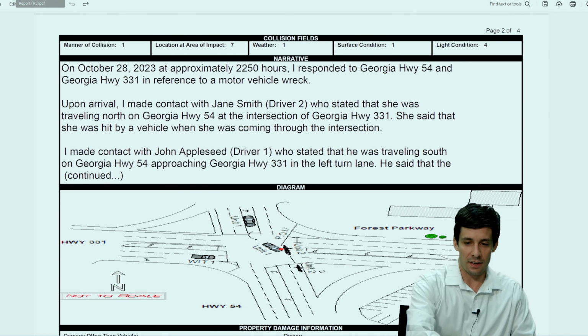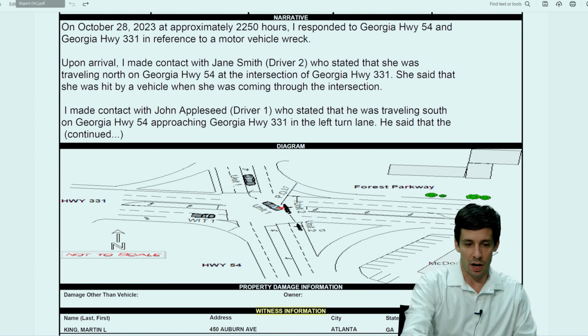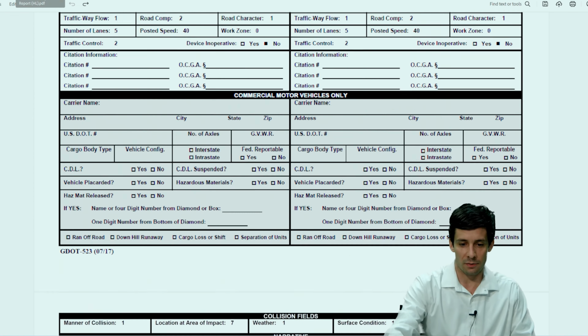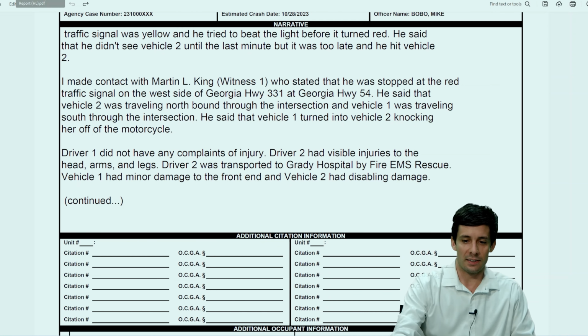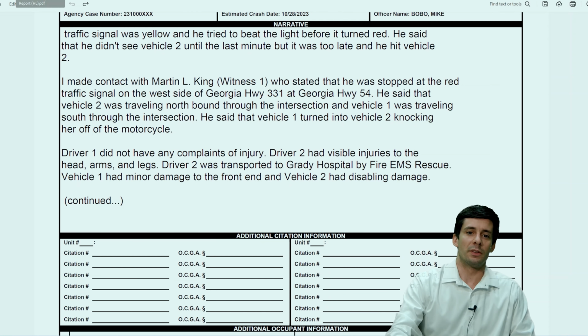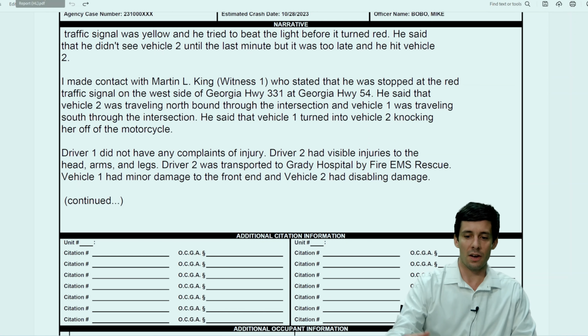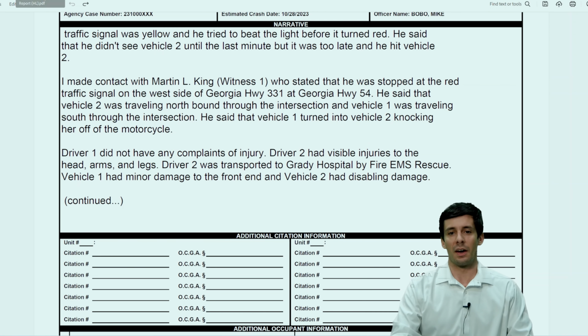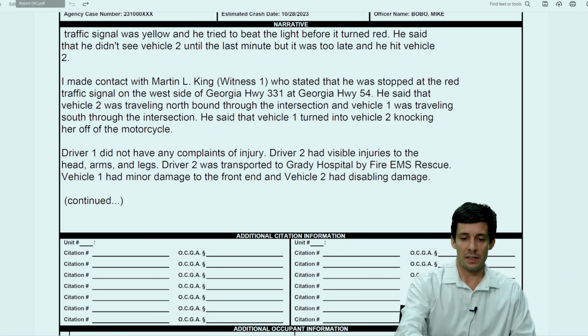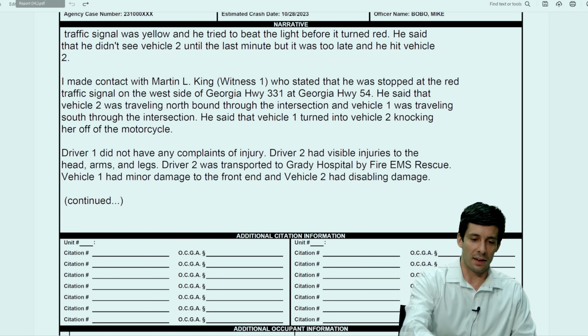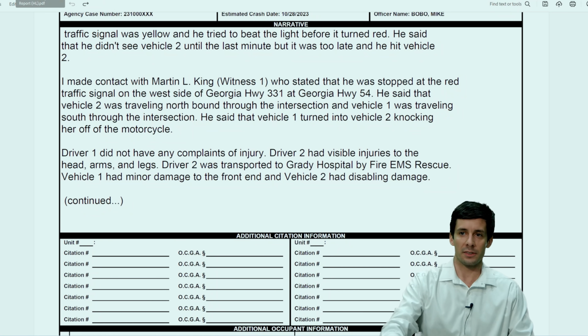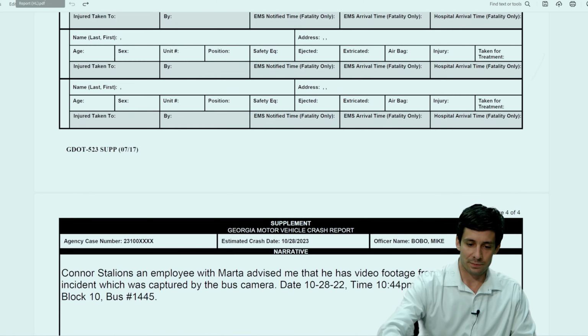And you can see that here. You can see in the officer's narrative that when he talked to driver 1, who was checked as at fault, the driver stated that he was going south, the light was yellow, tried to beat the light before it turned red and didn't see the motorcycle. That's Unit 2. And then you have a witness who said, yeah, that's what happened. And based on this, you can see driver 2, the motorcyclist, was injured, went to Grady, and it'll tell you where to look for the EMS records as well.